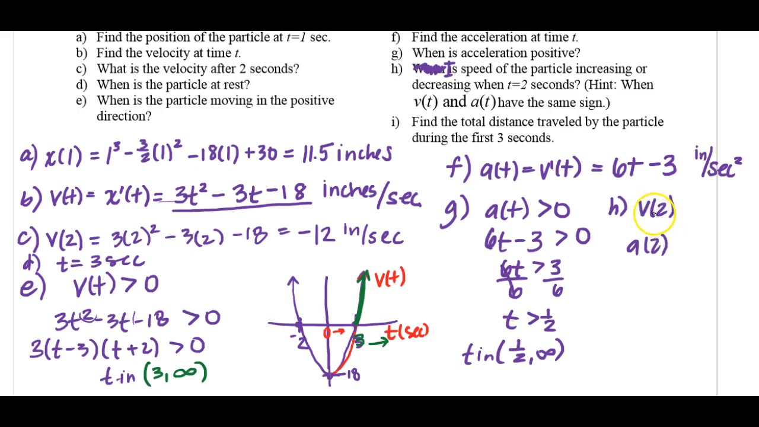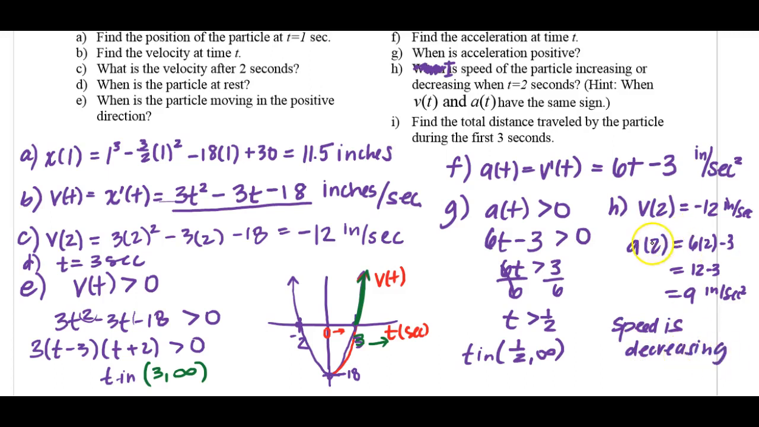So v of 2 we actually already found in part C. So v of 2 is negative 12 inches per second. And a of 2, we could, if we want, just go ahead and plug 2 into a of t. So that would give me 6 times 2 minus 3. So that's going to give me 12 minus 3, which is 9. So this is positive, so 9 inches per second squared. So velocity is negative, acceleration is positive 9, so the speed is decreasing.